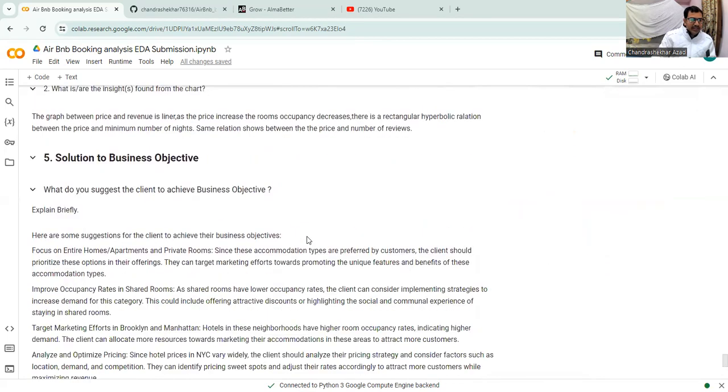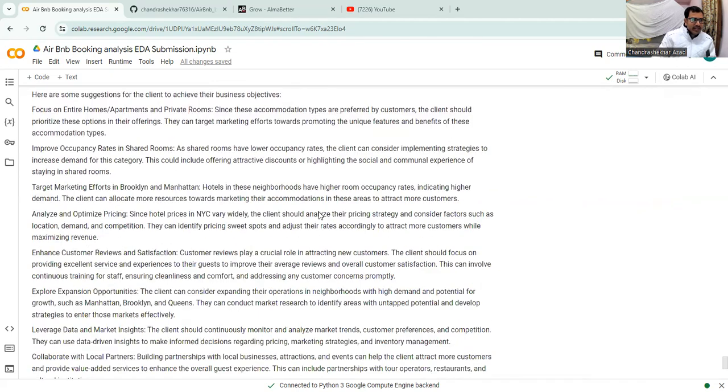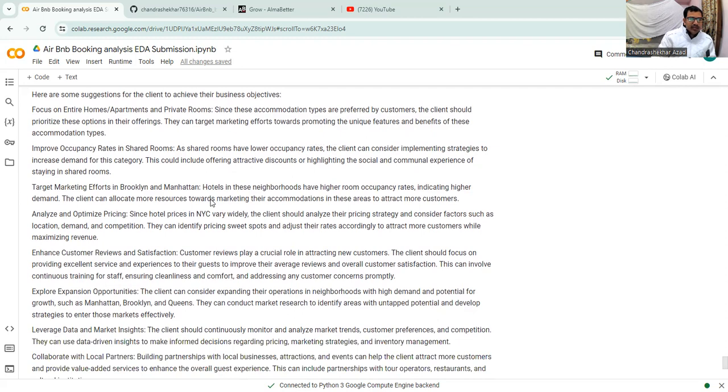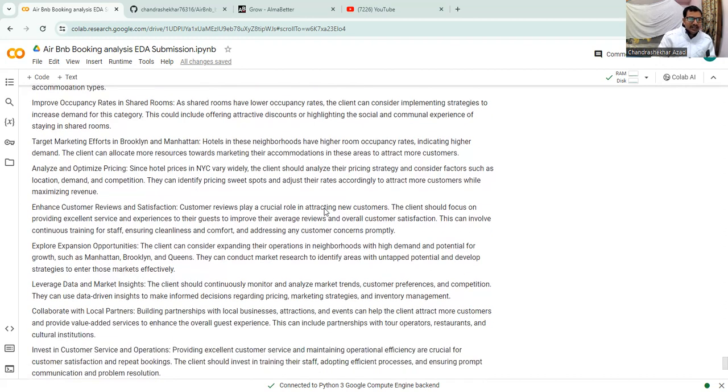Next is the business section. From the above data, we can conclude some business objectives. The first is to focus on entire home apartments and private rooms. Since these accommodation types are preferred by customers, clients should prioritize this option in their offerings. They should target making efforts toward promoting the unique features and benefits of these accommodation types, and improving the occupancy rate in shared rooms. As shared rooms have a lower occupancy rate, clients can consider implementing a strategy to increase demand for this category.